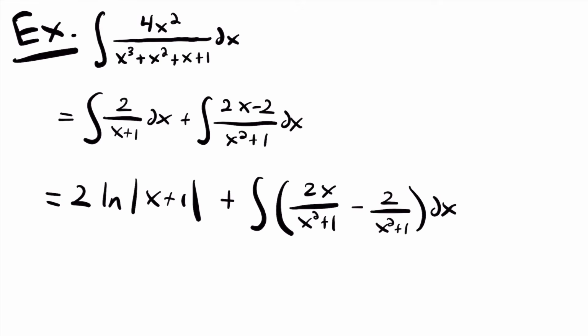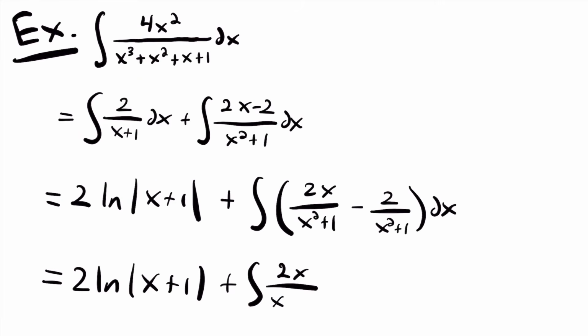Okay, so we just split up that numerator and we have each part divided by that denominator. Now what we have is two more fractions that we can integrate individually. So if I rewrite that, this is equal to 2 times the natural log of the absolute value of x plus 1 plus the integral of 2x divided by x squared plus 1 times dx minus the integral of 2 divided by x squared plus 1 times dx.